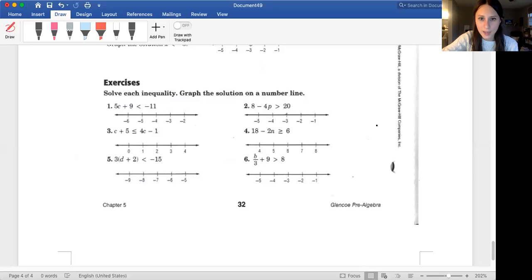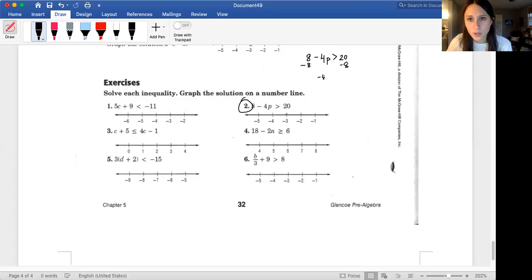Let's take a look at one more, okay? Let's do number 2. Looking at this, I've got 8 minus 4p is greater than 20. My like terms are 8 and 20. Now I have to take off 8 over here. Then I need to do it on the other side as well. Now I'm left with negative 4p is greater than 12. Now to get p by itself, I have to divide by negative 4.